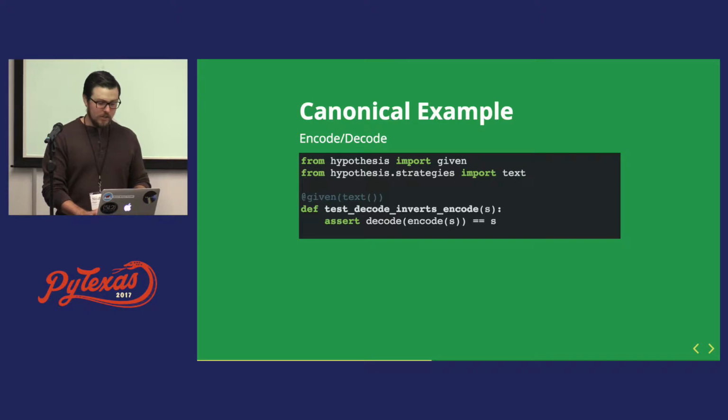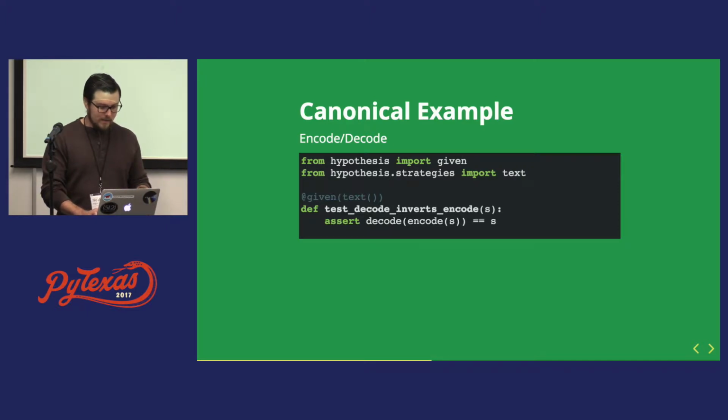So that's the assertion, right? Decode of encode of a string is the same string. Encoding, then decoding the buffer, should give the same string. That's the assertion we set up. That's the property of the code.